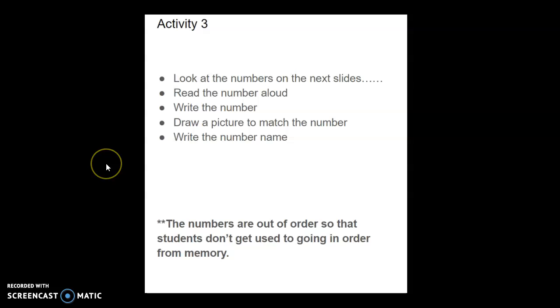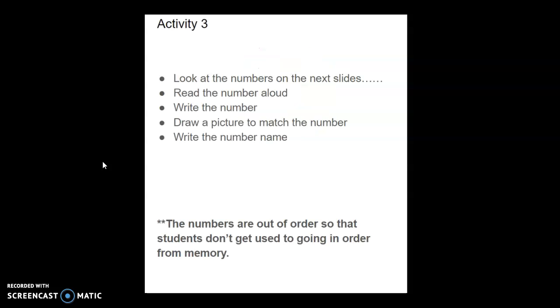Once again, I said that the numbers are out of order so that you don't get used to going in order from memory. Sometimes when we start counting and drawing things, we want to automatically go from 1, 2, 3, then 4, then 5. You need to be able to look at the number, recognize the number, draw objects to match the number, and write the number name even if they are not in order.